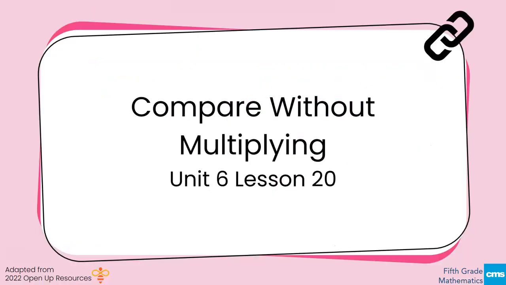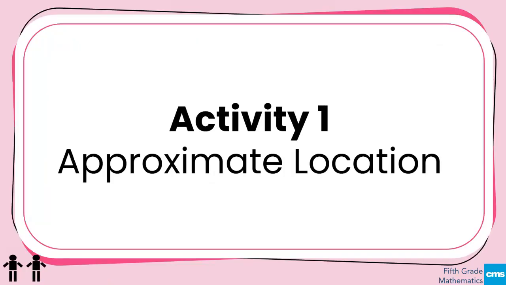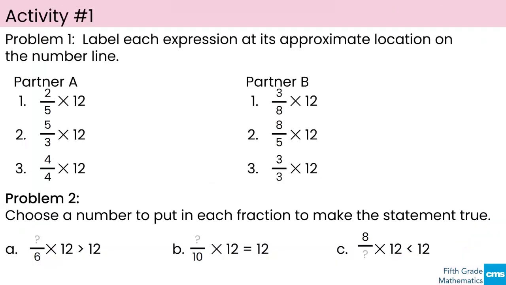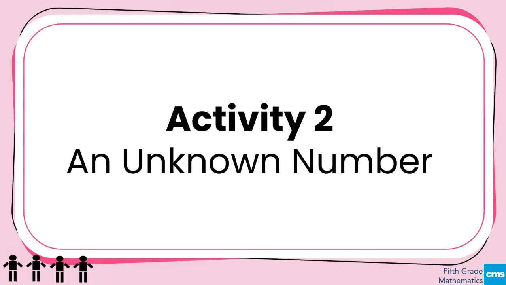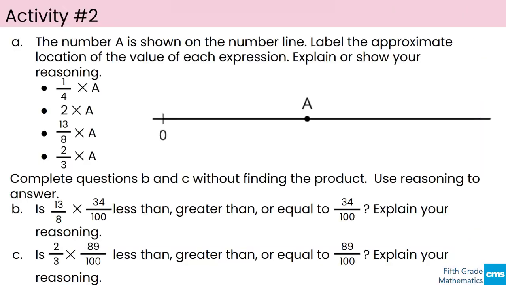In Lesson 20, students continue the same work without context. Let's look at Activity 1, Approximate Location. Students label expressions on a number line only labeled with 1/2. Then students determine what the numerators and denominators would need to be to make a statement true. And then in Activity 2, the number becomes an unknown with the letter A.